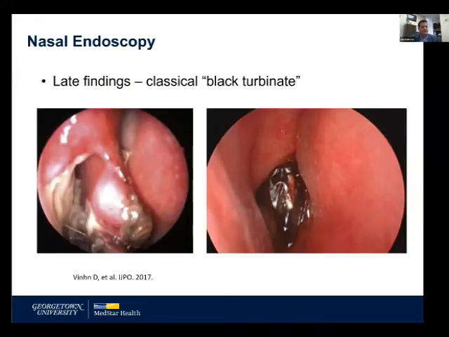The classic finding that our residents are looking for, though it's pretty advanced in the disease when we see this, is the classic black turbinate, which is essentially a dead, necrotic middle turbinate.